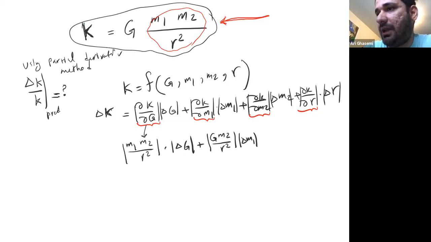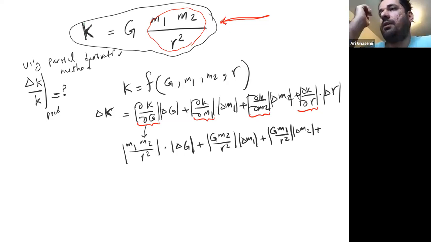Now you go to the next one. What about the partial derivative with respect to M2? Well, the rest become coefficient. So you get G M1 over R squared inside absolute value, right? Delta M2, plus finally partial K with respect to R. Now this is probably the hardest part.